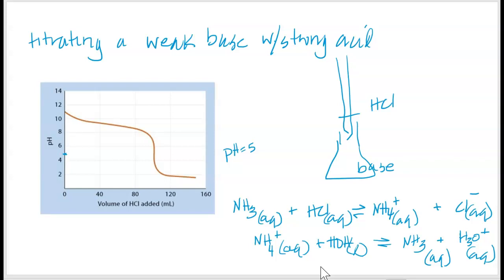What is the equivalence point? It is when an equal number of moles of acid have reacted with an equal number of moles of base. At this equivalence point, this inflection point, where the concavity changes from concave down to concave up, we have an equal number of moles of ammonia reacting with hydrogen ion.